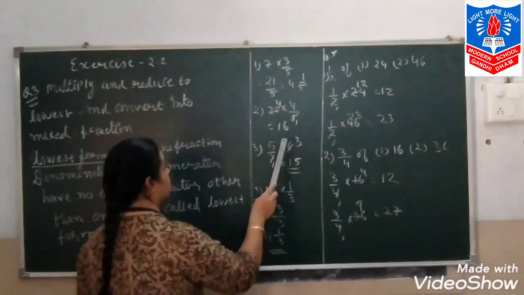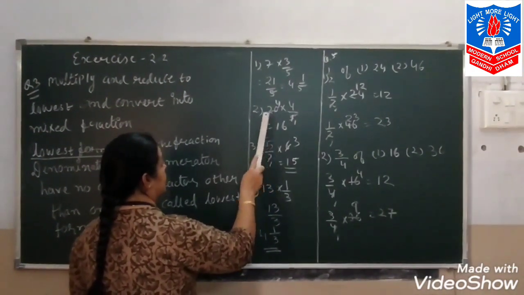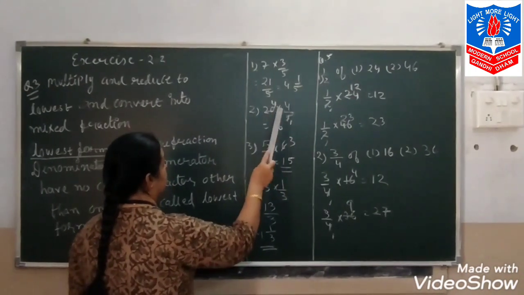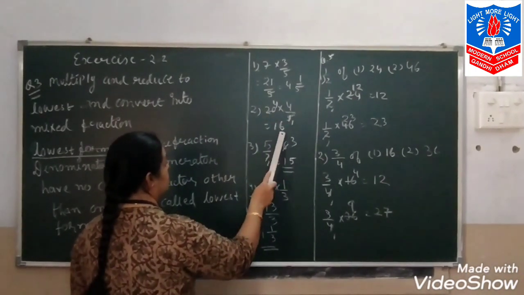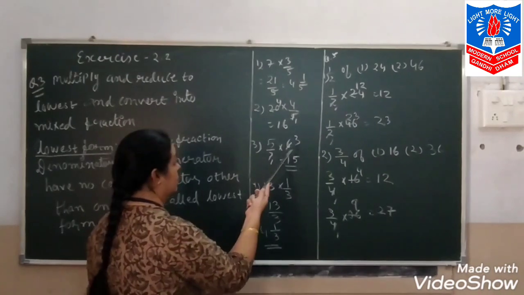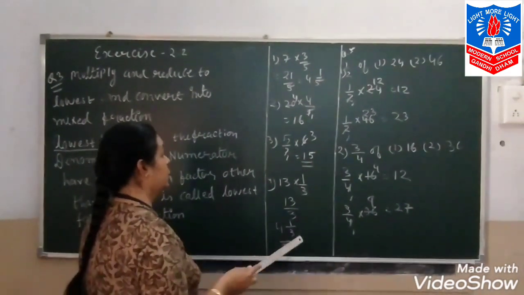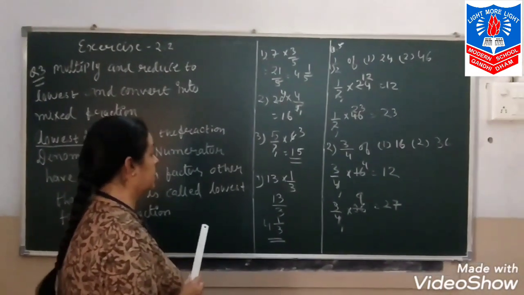Now the second is 20 into 4 upon 5. 5 and here is 20. So 5 ones are 5, 5 fours are 20. 4 into 4 is equal to 16. Here we get a whole number, 16, so we cannot convert it into a mixed fraction.